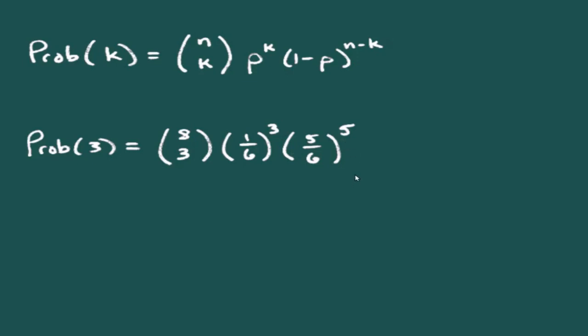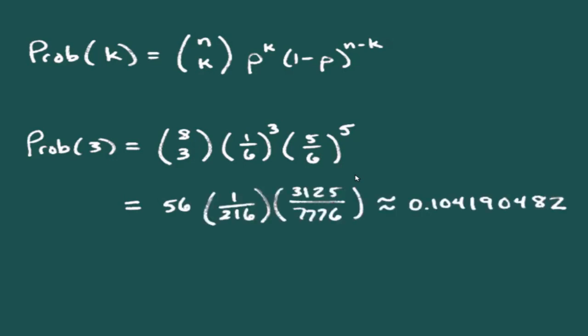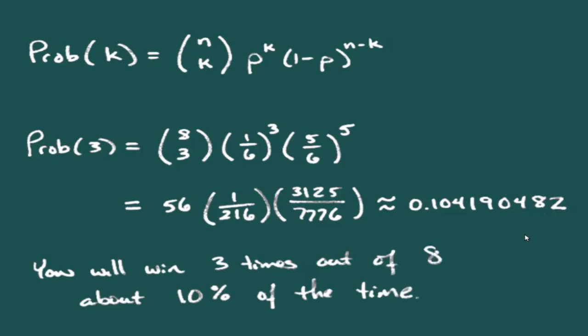So if we expand each one of those, 8 choose 3 gives us 56. 1/6 raised to the third power is 1 over 216. 5/6 raised to the fifth power is 3,125 over 7,776, which, plugging those into the calculator, gives us a decimal that's approximately 0.104190482. So what we can take away from that is that we will win 3 times out of 8 only about 10% of the time.